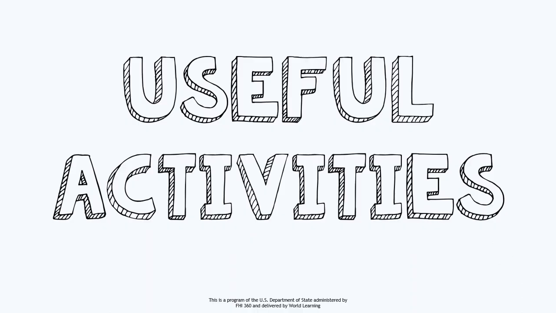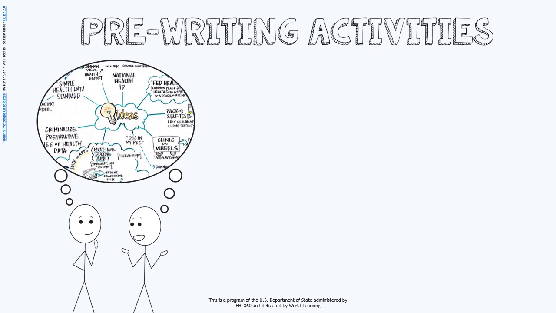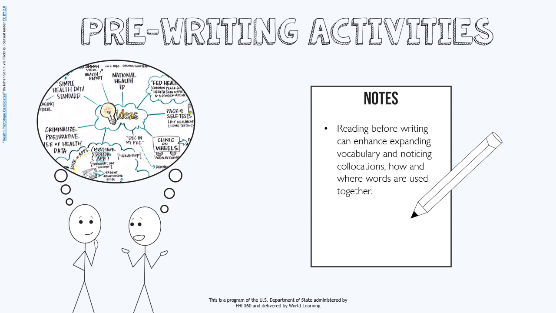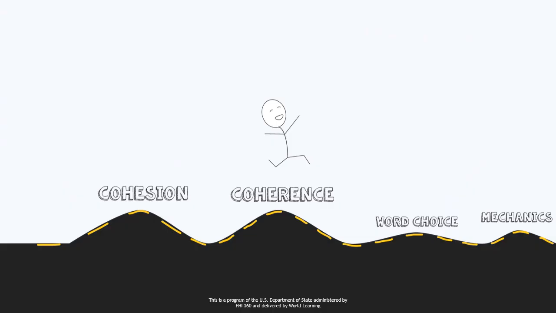Useful activities. Pre-writing activities, especially in pairs or small groups, can help to organize ideas and find ways to express them. Starting with group discussions and incorporating note-taking can be effective strategies. Reading before writing can enhance expanding vocabulary and noticing collocations, how and where words are used together. This can lead to better writing with regard to coherence.